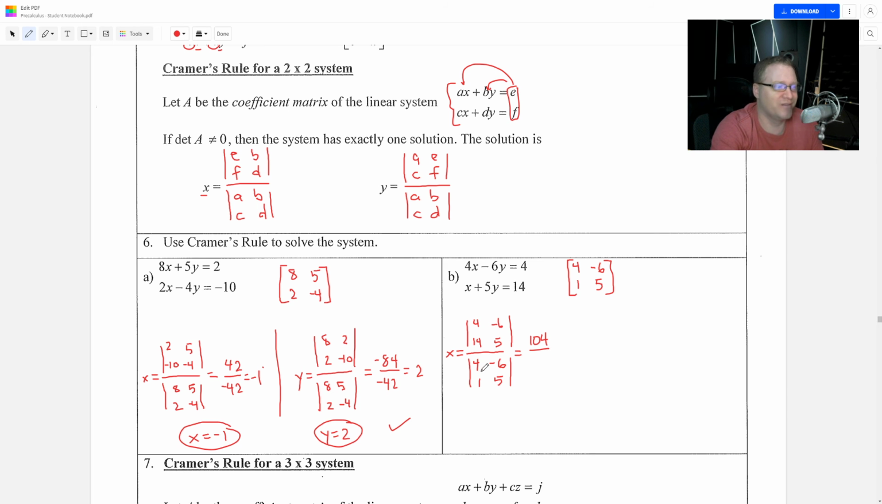I think that's right. And then what do we have on the bottom? We have 4 times 5, which is 20. And then we're going to minus -6 times 1 is -6. So 20 minus -6, that's 26. So we have 104 over 26. Let me see. 4, does that work? Times 4, 80. Yeah, right? It's just 4. So we know that x equals 4.